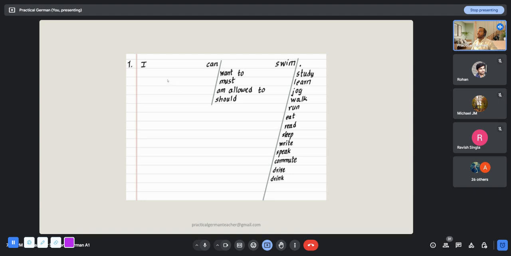You see this sentence, I can swim. When you learn to write I can swim, learn how to say want to swim, must swim, I am allowed to swim, should swim. And see if you can say a few more things: study, learn, jog, walk, run, eat, read, sleep, write, speak, commute, drive, drink.